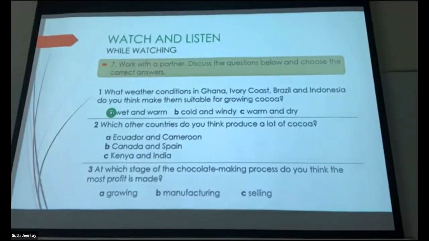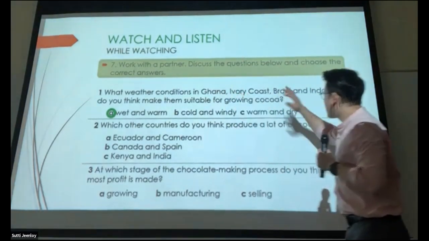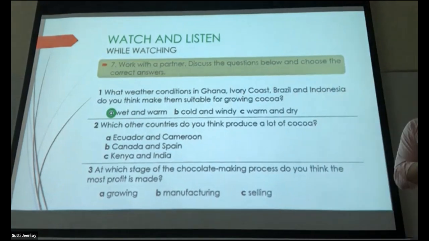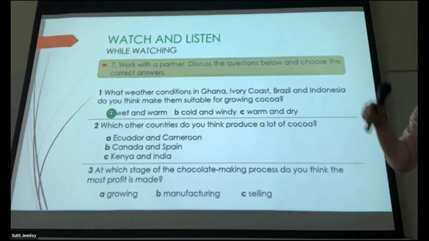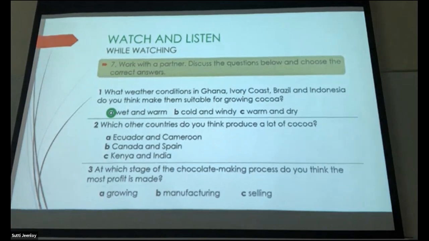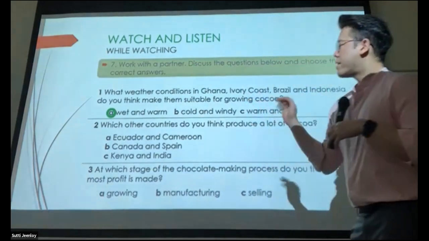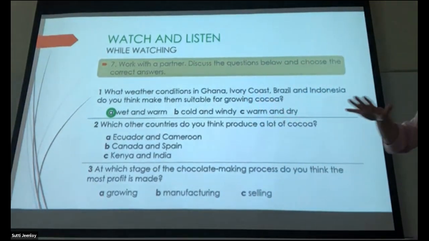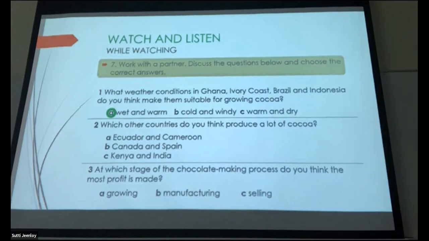So which other countries do you think produce a lot of cocoa? Because earlier it talked about Ghana, Ivory Coast, Brazil, Indonesia, and those countries on the equator. Okay, not on the equator. So Ecuador, Cameroon, Canada, Spain, Kenya, and India.